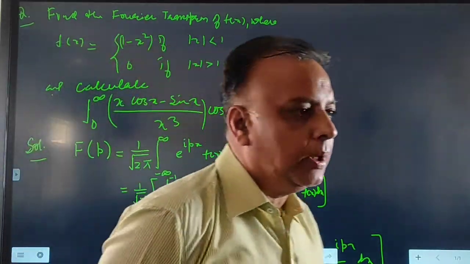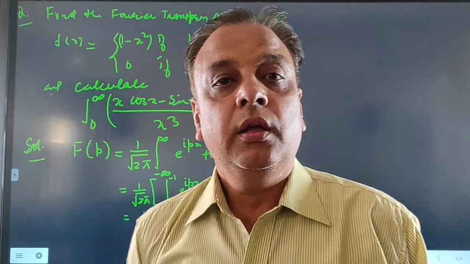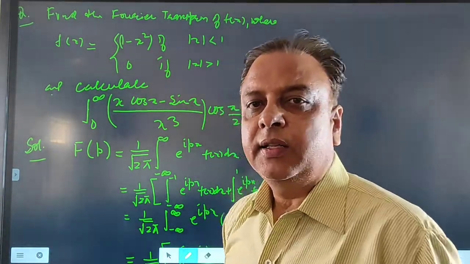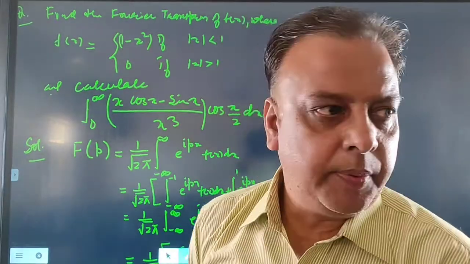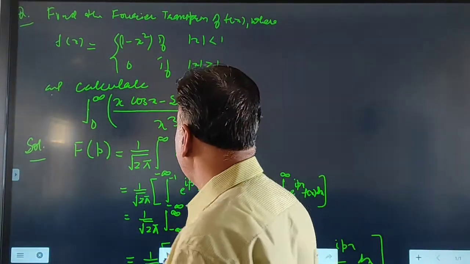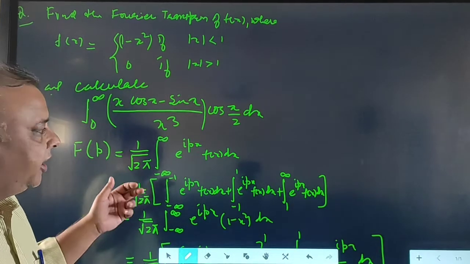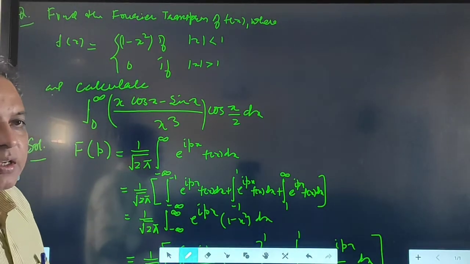The solution of the problem. First we have to find the Fourier transformation of the given function. If we let the Fourier transformation of the function be F(p), then F(p) is equal to 1 upon root 2 pi, integral from minus infinity to infinity of e raised to iota px f(x) dx.